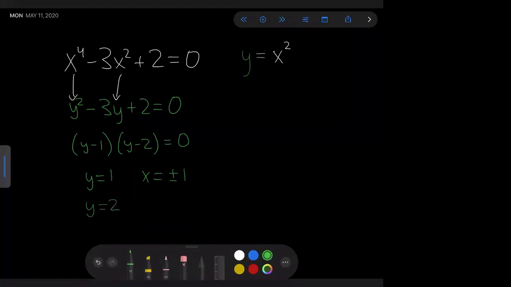And once you do this, to find the value of x, you have to plug it back in and get that x is equal to plus or minus 1 and x is equal to plus or minus the square root of 2. Remember, you're finding y in this expression here. So you need to make sure that you find x by plugging it back into y equals x squared.